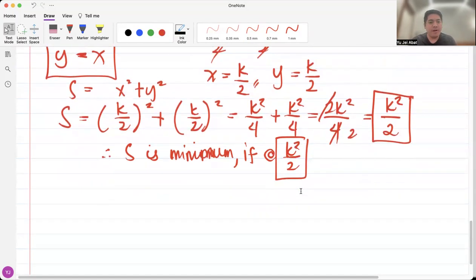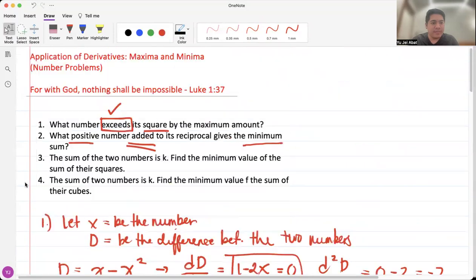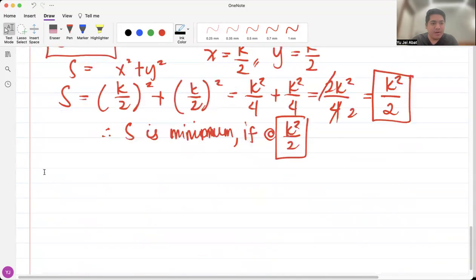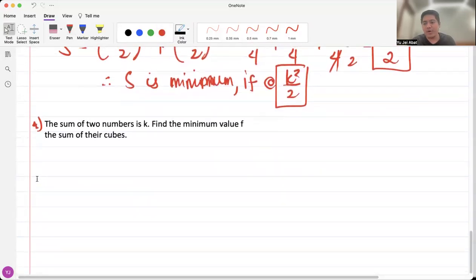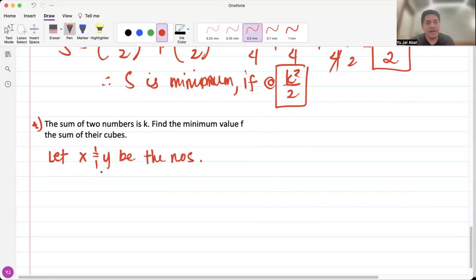Okay, so for number 4, the last problem for this video, we're going to consider number 4. It's pretty much the same concept as number 3, but the problem here is that it's already cube. The sum of the two numbers is k. So again, let x and y be the numbers, and the sum of x and y would be k. Again, that's from the first sentence, so that will be our first equation.